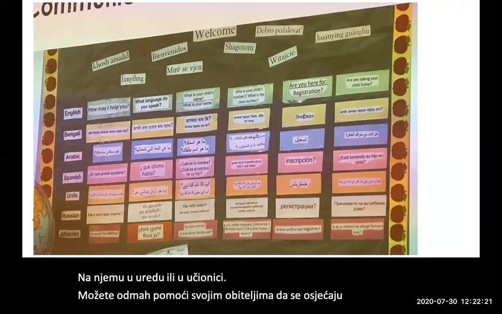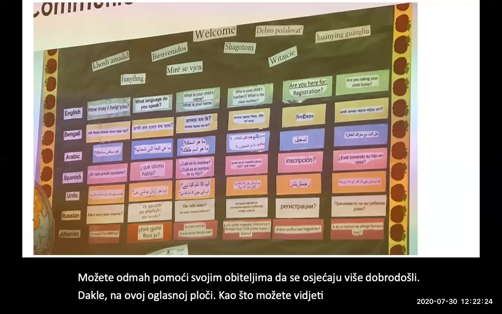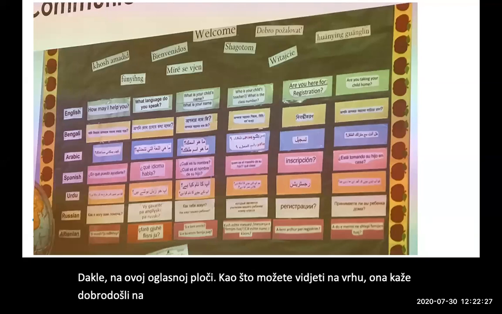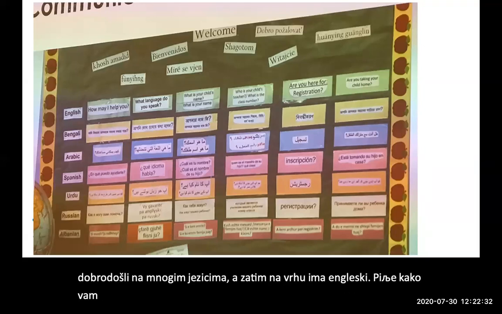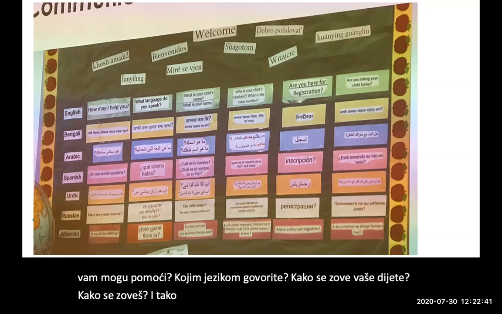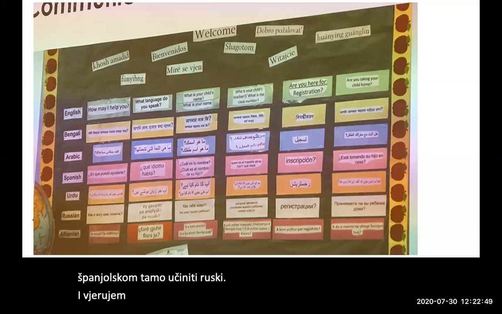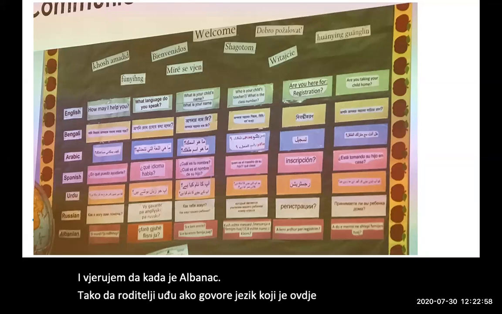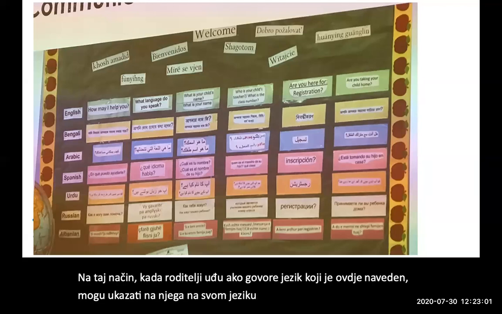So on this bulletin board, as you can see at the top, it says welcome in many languages. And then on the top, it has English. It says, how may I help you? What language do you speak? What is your child's name? What is your name? And so on. And then it has the same statements in Bengali, Arabic, Spanish, Urdu, Russian, and I believe that one is Albanian. So this way, when parents walk in, if they speak a language that's listed here, they can point to it in their language and you can know what it says in English.